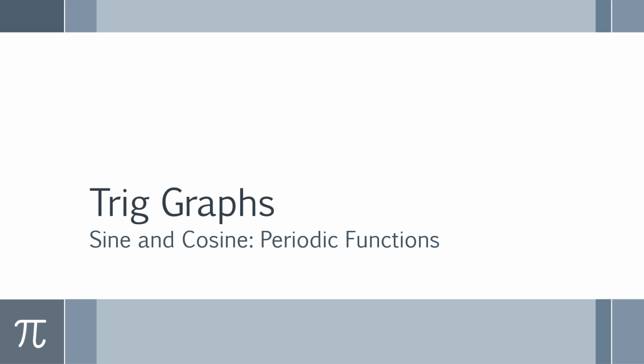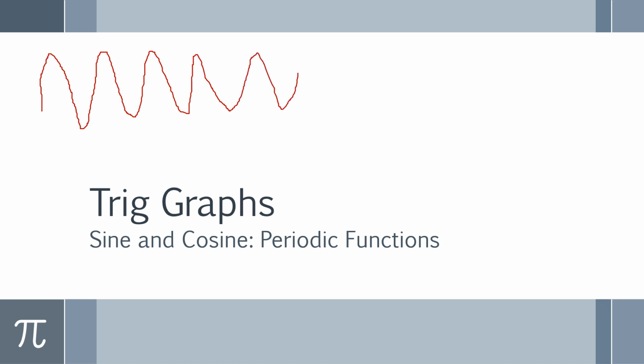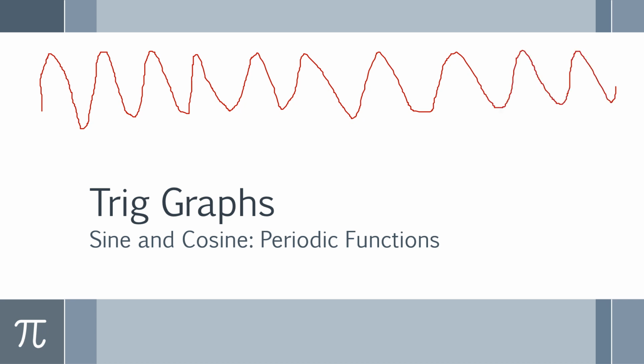So if you visit a loved one in the hospital and you see their heart rate, it looks something like this. You want it to keep going and keep going and keep going. As long as it doesn't flatten out, it's a good heart rate. So that's why we call these periodic functions.